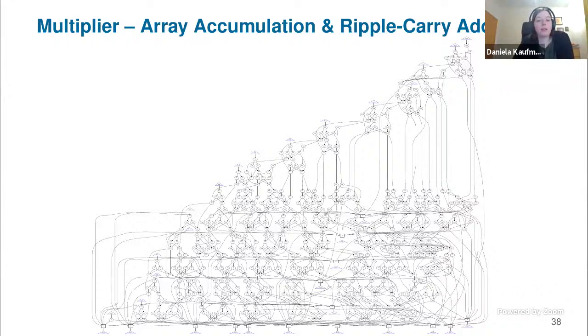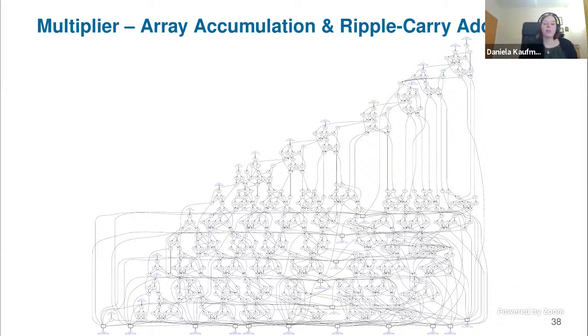So this multiplier has a very regular structure, but it's not very efficient, because at first we need to wait for the signals to be accumulated. And then, especially here, we need to wait for the signals to be rippled through the whole adder until we get our final output signal. So that's why in practice there are different multiplier architectures which are way more efficient.